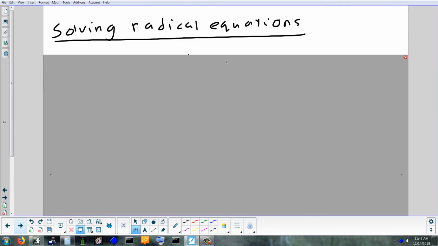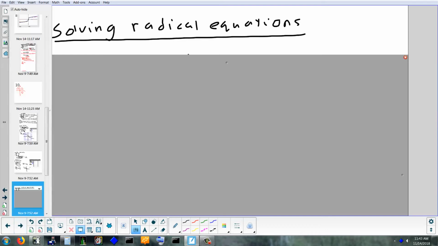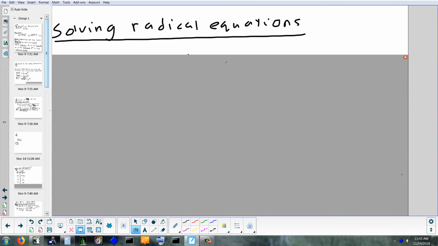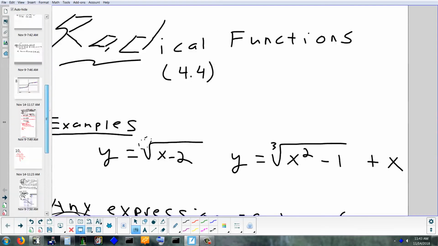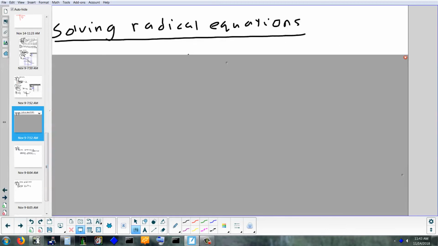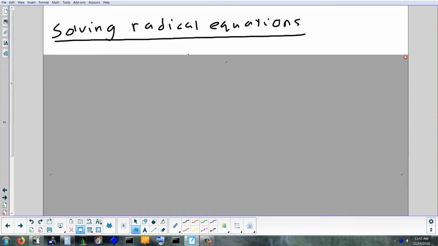So to solve a radical equation, we have to get rid of the radical. A radical is a function. That was the very first thing. It was right in the title. Radical functions. So the only way, if you have an equation with a function, if you want to get rid of it, you need to use a function that's the opposite. So if you had square roots, what function is the opposite of a square root that cancels out square roots?